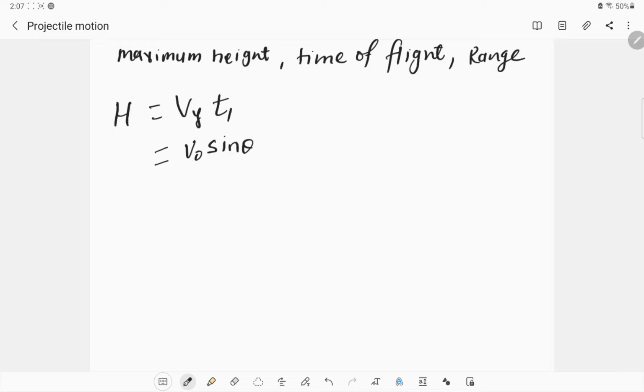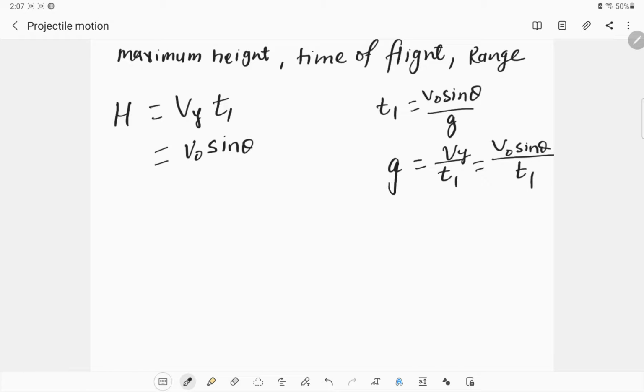And what is time? We can write down time in terms of acceleration. t1 is equal to v naught sine of theta divided by g, right? You have simply the relationship for acceleration. Acceleration is simply velocity divided by time, for time you can say t1. So this is taken as y component. So what is y component? v naught sine theta, right? I can put it here like this, and then t1 is there. Instead of a, acceleration is g. So t1 is equal to v naught sine theta divided by g. That's how we get the time.